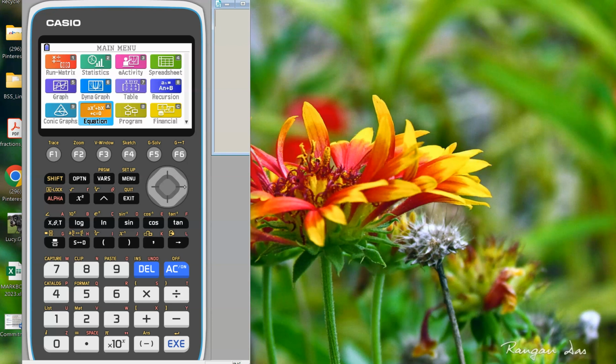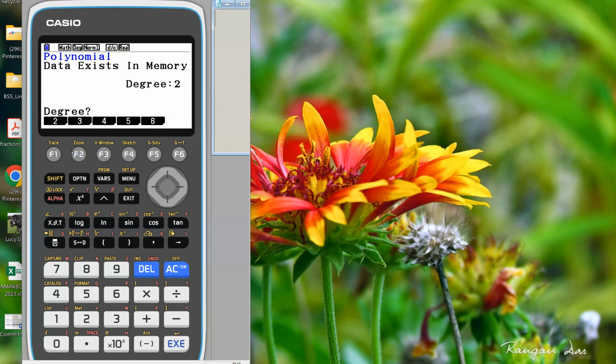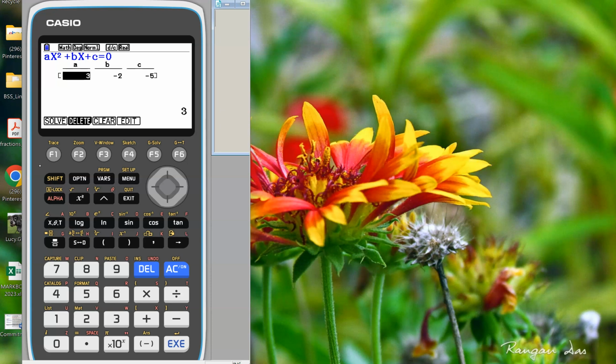So use your arrow keys, press your execute button, enter, then polynomial. Excellent. It's coming back to you now. To access polynomial, we're going to press F2. We do that, and it's a degree 2, and we pop in 1, minus 6, minus 13. And by the way, why did I go straight to this and not try and factorize?